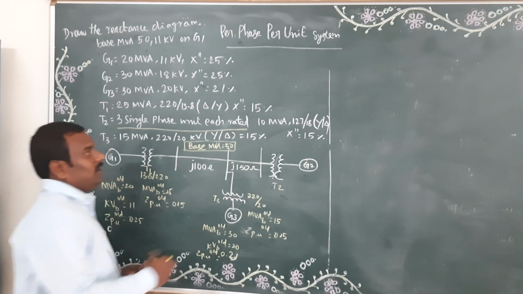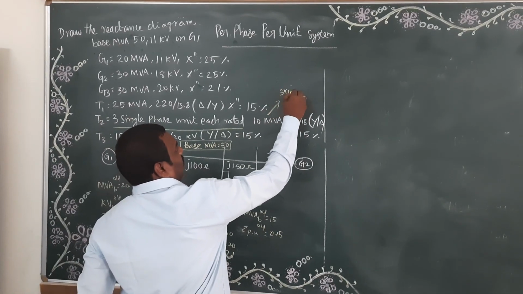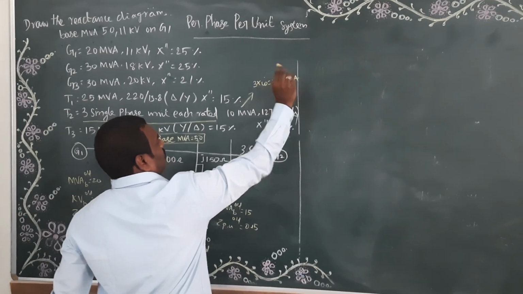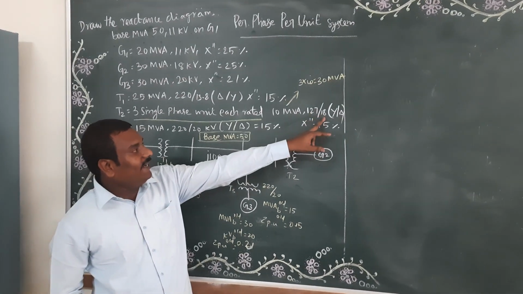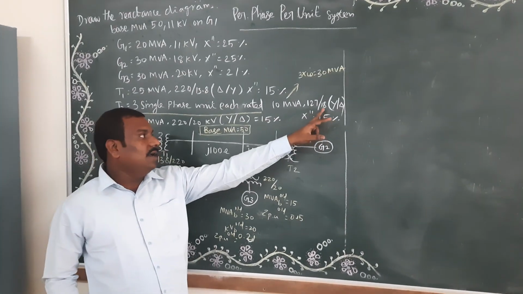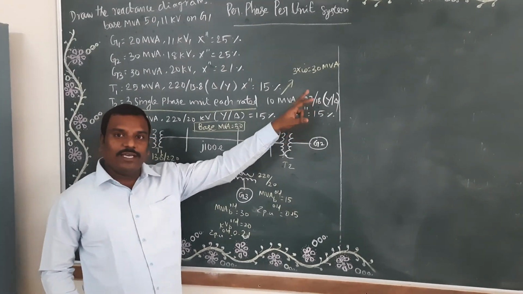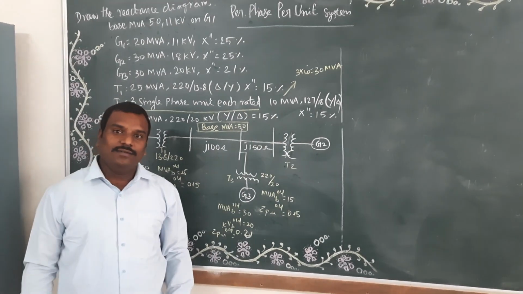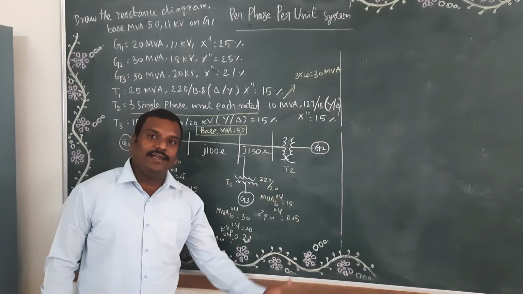How to convert? This is a single phase MVA. So 3 into 10 will give you 30 MVA. Okay. So MVA is over. Next, 127/18. It is also single phase. Now you tell me whether 127 is single phase voltage or 18 is a single phase voltage. How can we understand? How to find 127 is single phase or 18 is single phase?